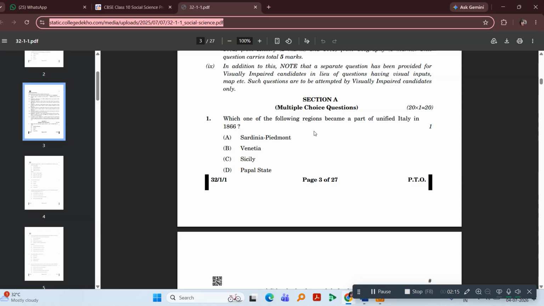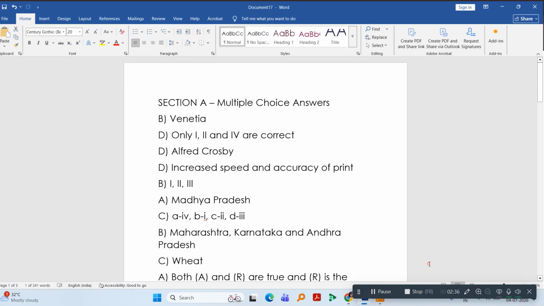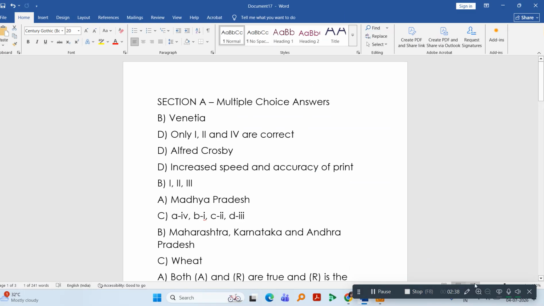The first question is, which one of the following regions became a part of unified Italy in 1866? The options are Sardinia, Piedmont, Venetia. The correct pronunciation is Venetia. Sicily, Papal State. So the correct answer is A, Venetia. I hope I made myself clear.